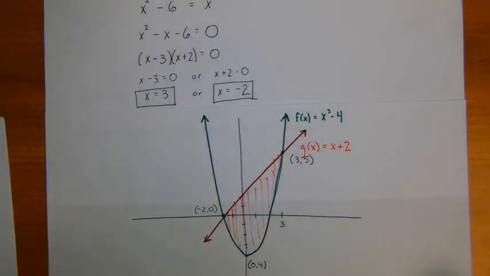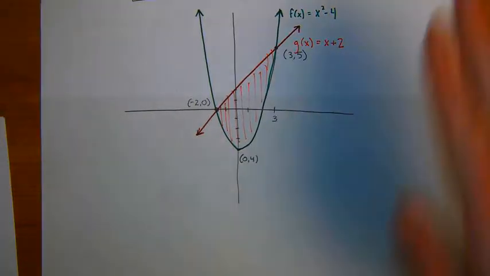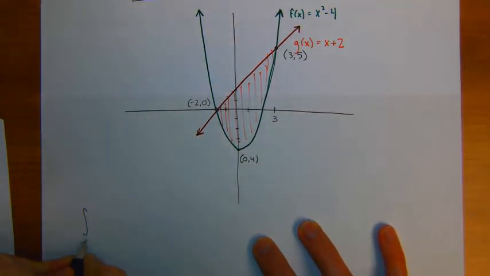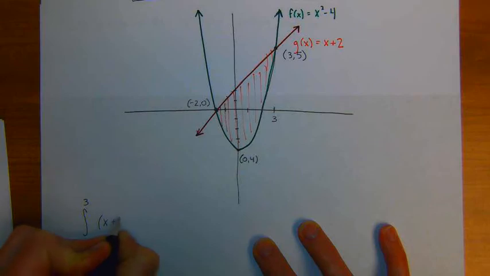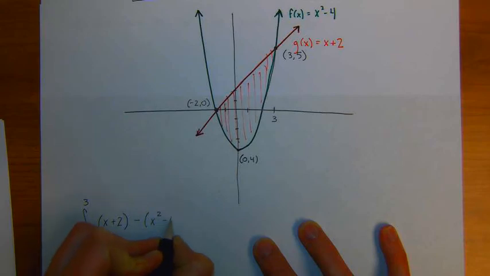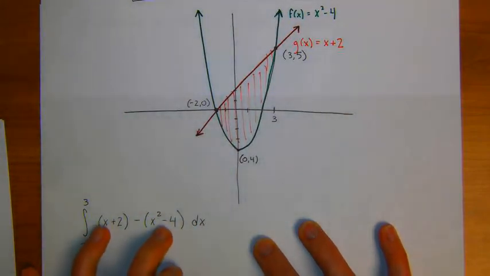I'm going to set up and solve an integral. So I'm going to take the integral as x goes from -2 to 3 of the top curve, which is x plus 2, subtracting out the bottom curve, which in this case is x squared minus 4, dx. And you might ask, what happens if I got these mixed up?